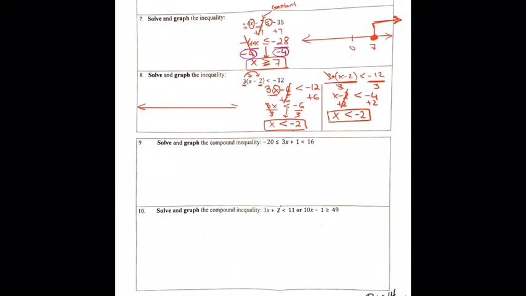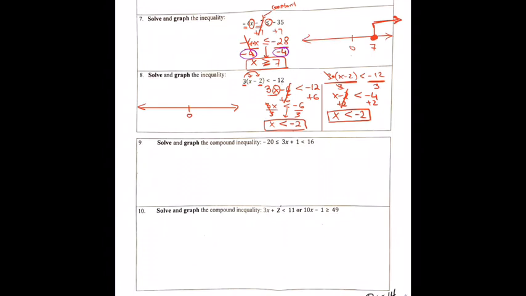And now the final step, I need to graph this inequality. So here's my number line, here's -2. Around -2, I'll put an open circle. X is less than -2, so my arrow goes to the left. All the numbers less than -2 are to the left of -2.